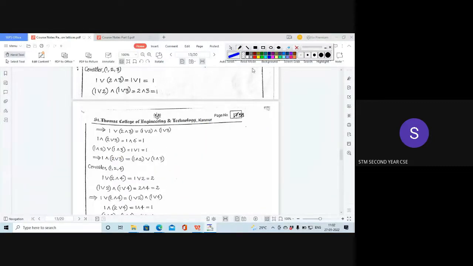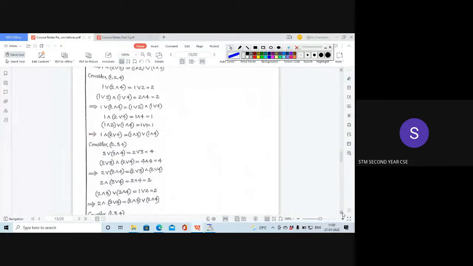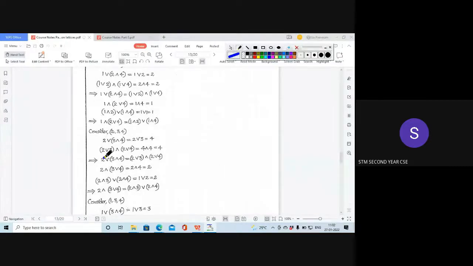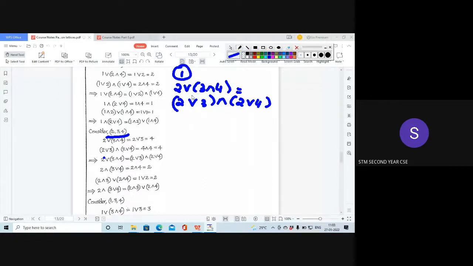Likewise, you take the third combination, which is 2, 3, 4. Again for 2, 3, 4, you have to check whether 2 or (3 and 4) is equal to (2 or 3) and (2 or 4). This is the first distributive law. And you again look at the lattice and find out the GLB, that is the greatest lower bound, and the least upper bound, and then substitute and see if they are equal.